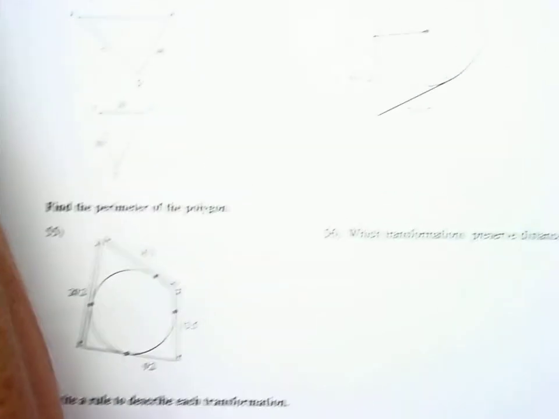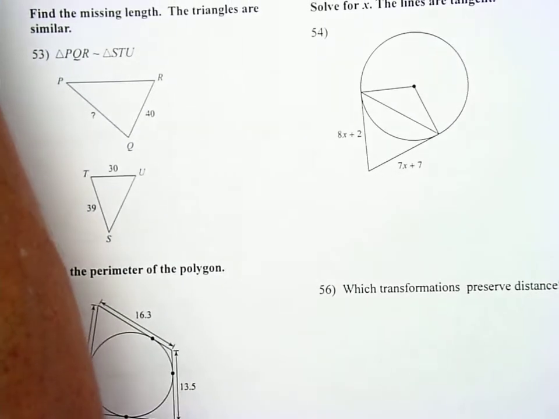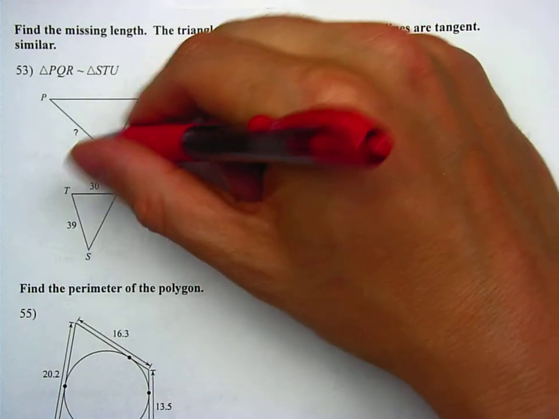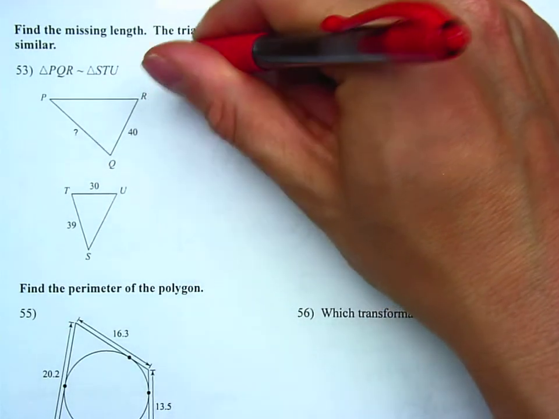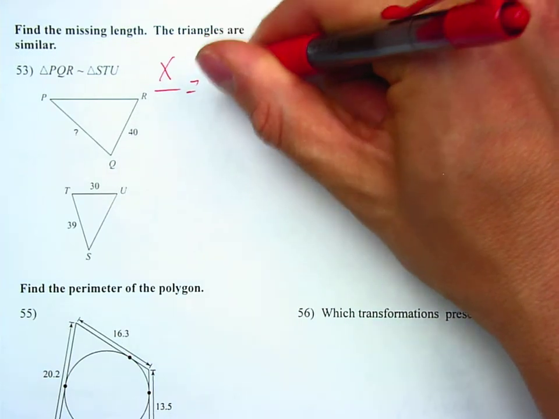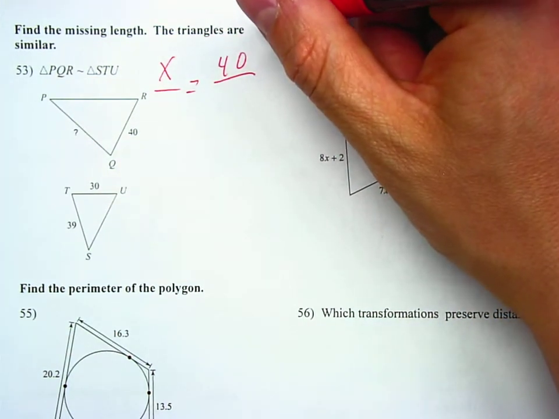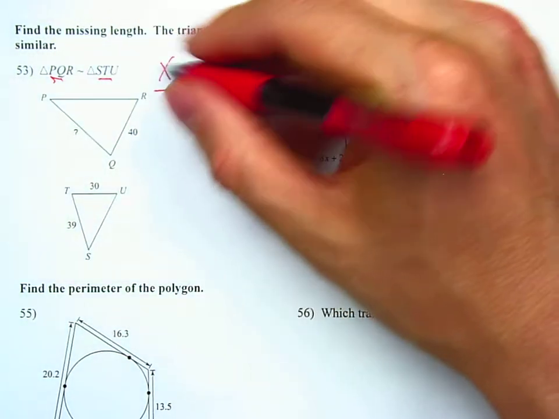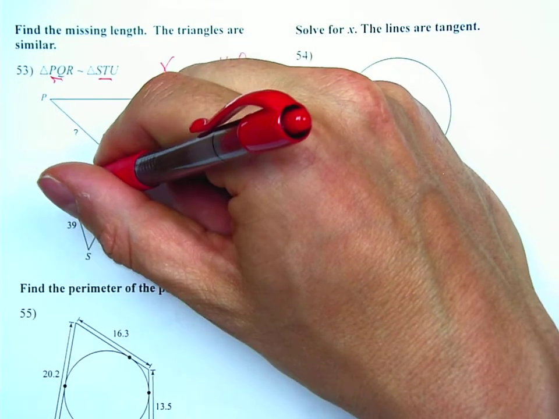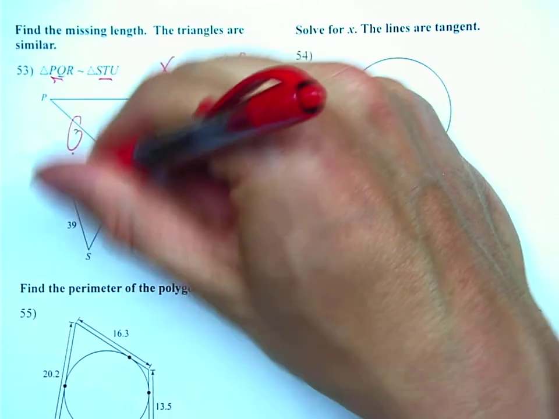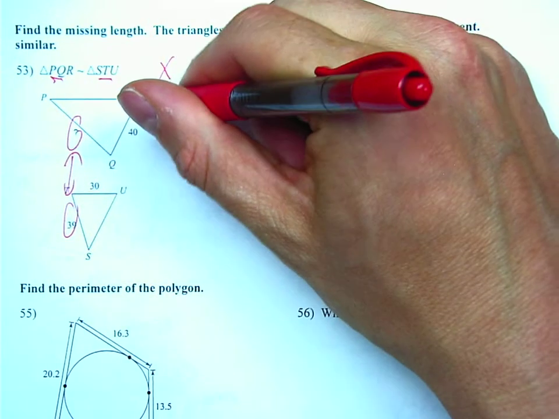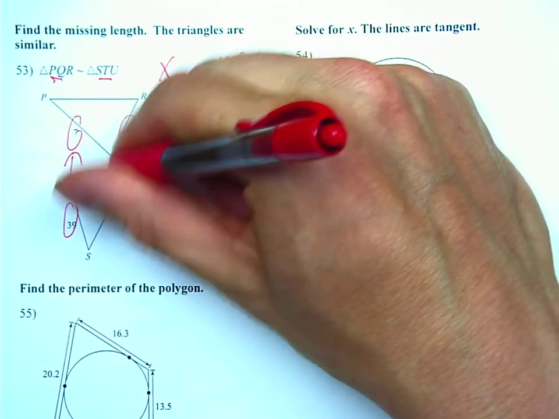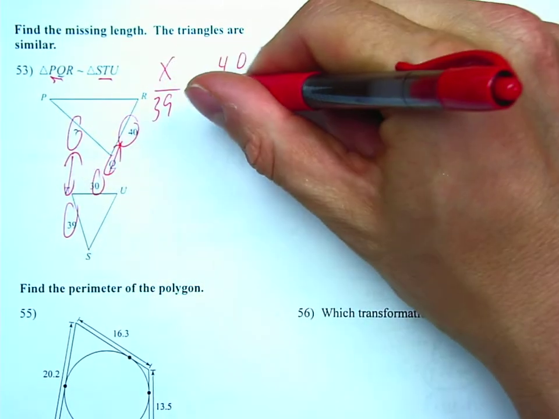So question 53. Find the missing length. The triangles are similar. So again, I'm going to set up a proportion here. So again, I like to put the same triangle in the numerator for both. And I like to put the sides that go together underneath. So PQ goes with ST. So PQ, my X, goes with ST. So these two go together. So the 39 goes here. And then the other one goes with the 40.